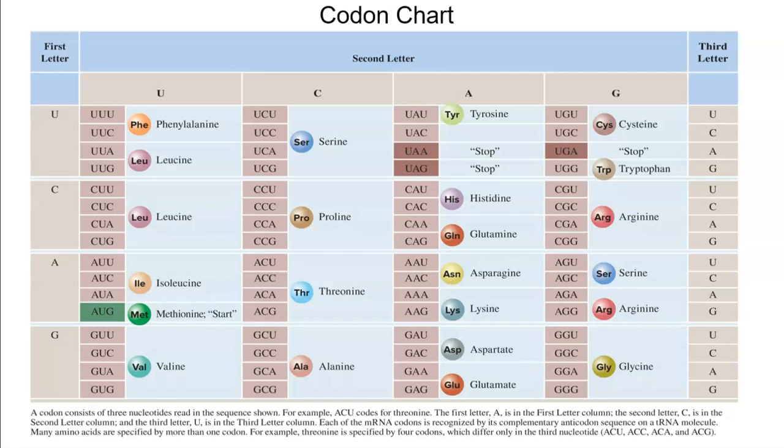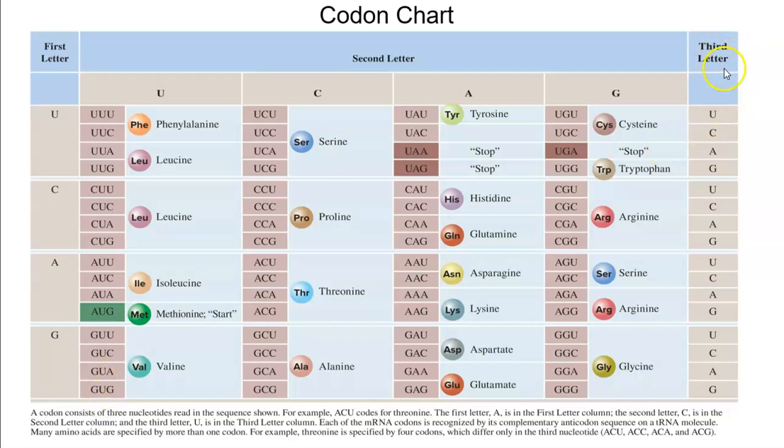So let's look at this table. If you notice here on the far left side, this says first letter, there's U, C, A, G. So let's go with A. First letter, A. Everything in this row, the first letter is an A. Second letter, let's go with U. So everything in this column, the second letter is a U.